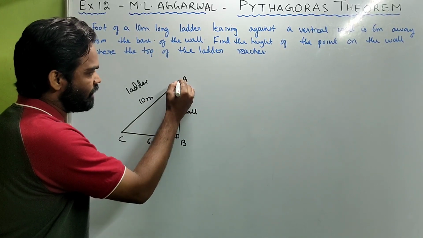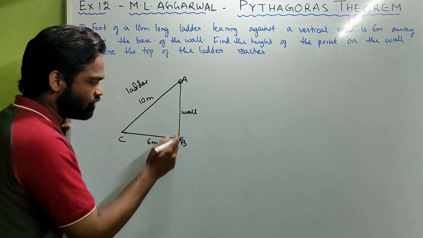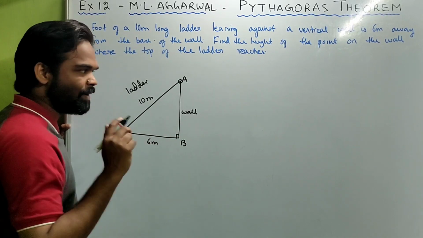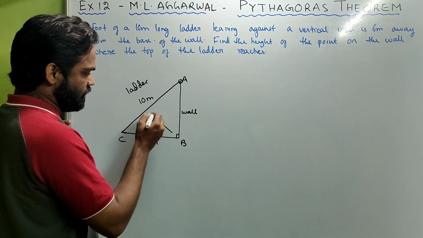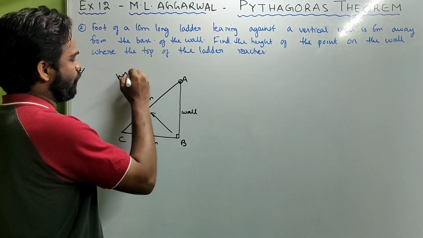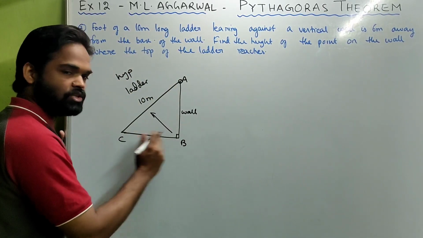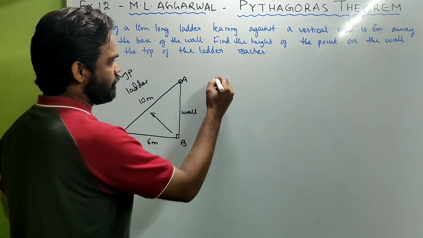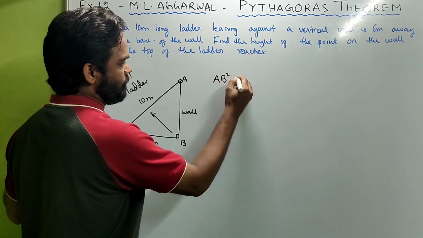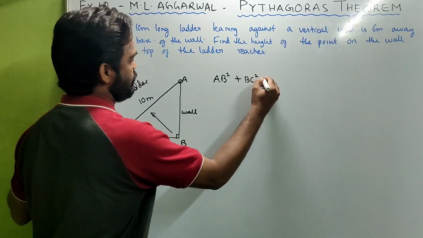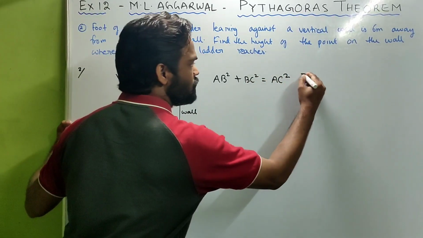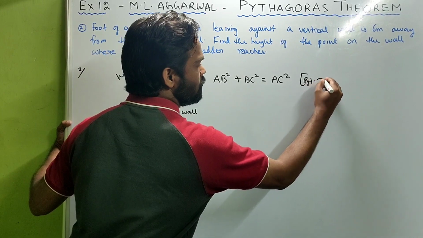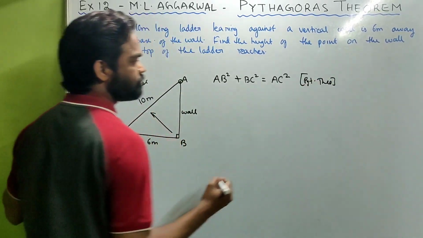So the top of the ladder reaches at A. So we need to find AB. We know Pythagoras theorem. Opposite to 90 degree, you have hypotenuse. So this is your perpendicular, this is your base. So we have perpendicular square plus base square equals to hypotenuse square. That is your Pythagoras theorem, isn't it?